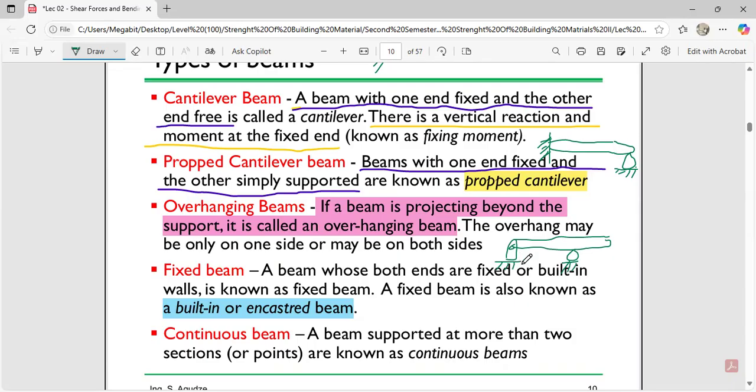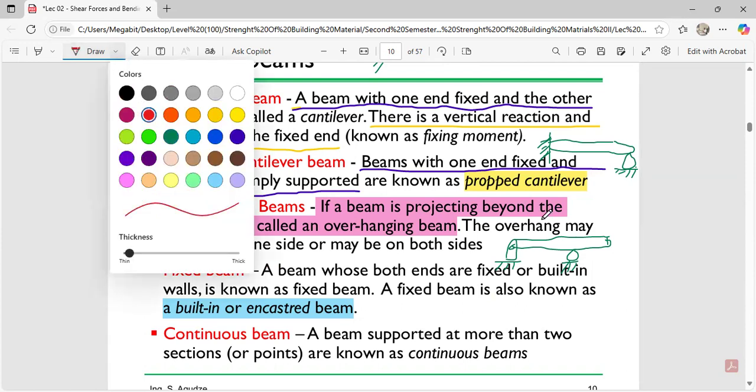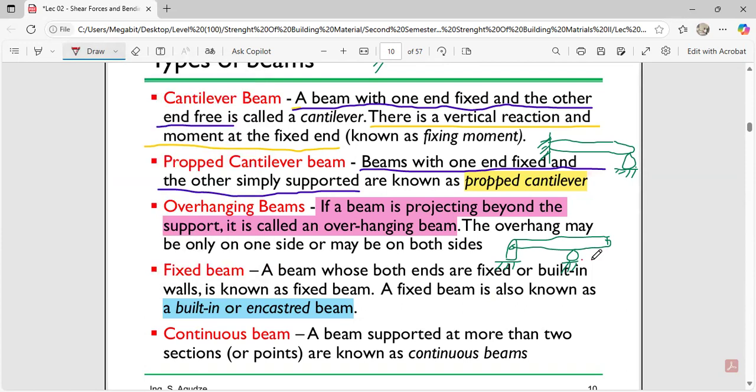You can see that with this beam I have just drawn, the beam is projecting beyond the support. This part to this part is being projected free. There is nothing supporting it. So this is why we call it an overhanging beam.